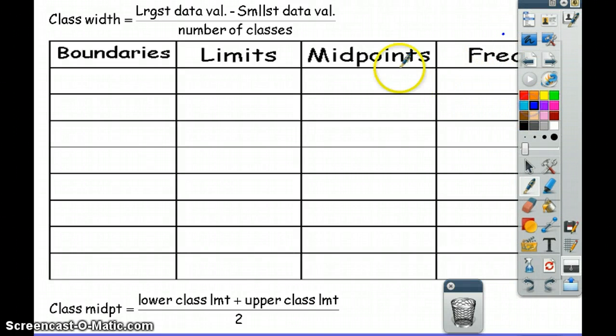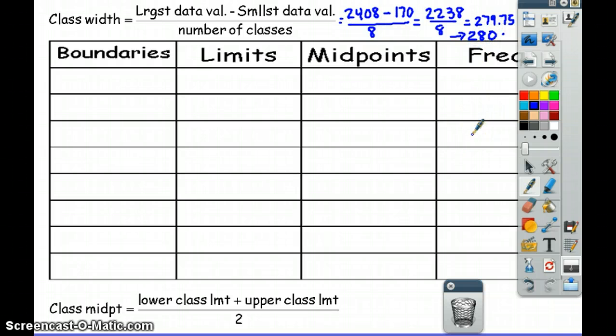So, class width. We want to know how wide each bar is going to be. We take the largest data value, 2,408, minus the smallest, 170, and divide by the number of classes. Remember, I just said the question asked us to do 8 classes, so I'm going to divide by 8. That gives me 2,238 divided by 8, which is 279.75. Now, we don't want our class width to be that fractional amount. We always round up to the next integer. So our class width is going to be 280.